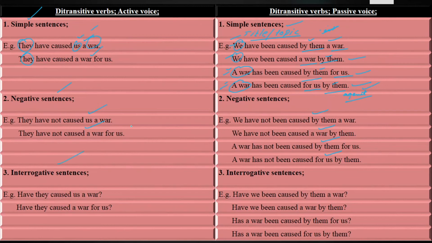Next we have interrogative sentences, those sentences in which we ask questions and put queries. Have they caused us a war? Have they caused a war for us? Have we been caused by them a war? Have we been caused a war by them? Has a war been caused by them for us? And has a war been caused for us by them?